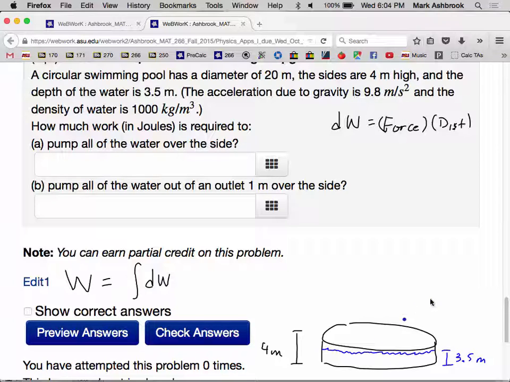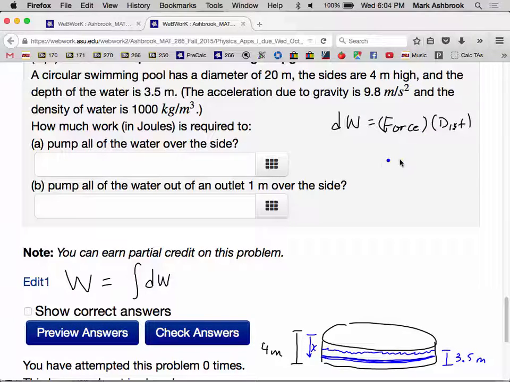So we're going to do one layer, or a pancake, of water, and that could be at any depth. So we call that depth x. It's going to change, right? We're going to have all the layers starting at the top layer down to the bottom layer. So the distance that it has to move is going to be x. It's going to change depending on which layer you pick.